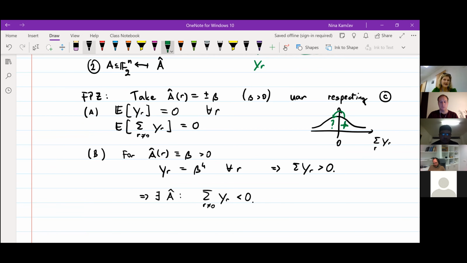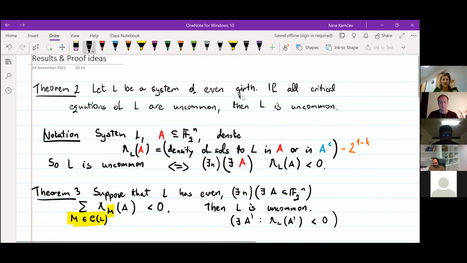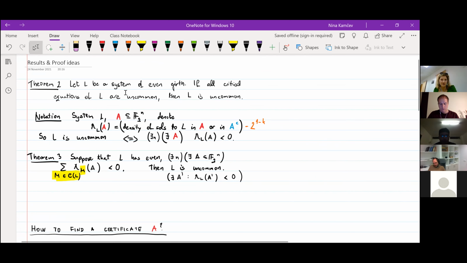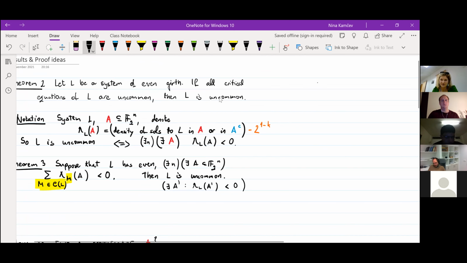Okay, so let me just say briefly how we can deduce our theorem from that. So again, what was the challenge? I'll just write on the side. So we had theorem 2. And so we had a system whose critical equations are all uncommon, and we needed to find a certificate that beats all of these critical equations at once. So here's an argument for how 3 implies 2.